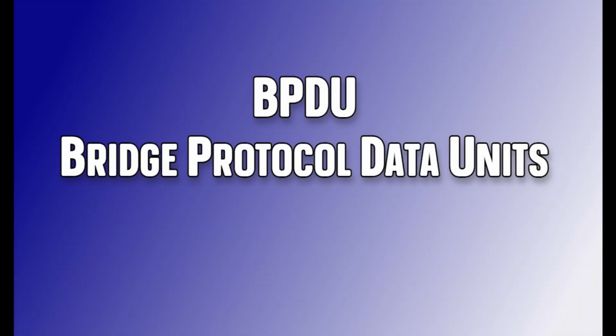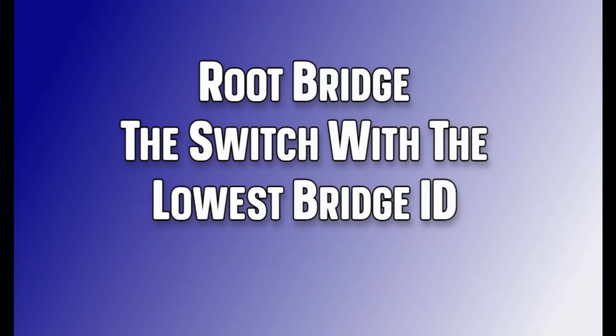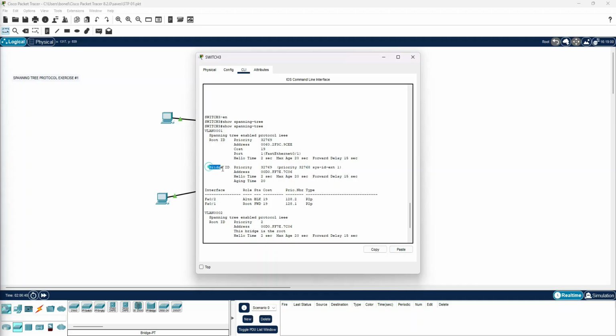BPDUs are messages sent between switches in a network to communicate information about the network topology and determine the root bridge of the network. The root bridge is the switch that serves as the central point of the network, and all other switches determine the best path to the root bridge. The bridge ID contains a priority value, the MAC address of the sending switch, and an optional extended system ID.